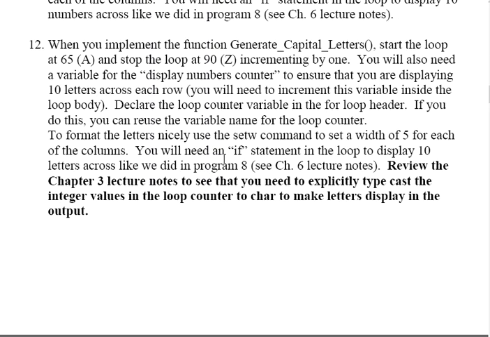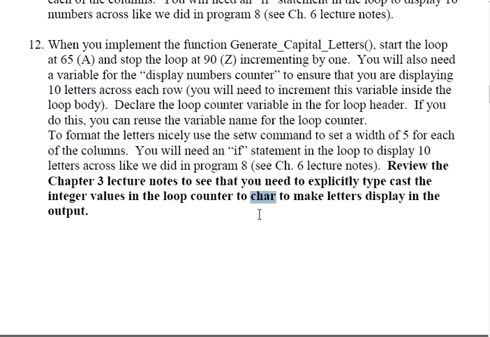Let's look at the second part of this, generating capital letters. All right, your for loop is going to start with a value of 65, which is ASCII code for capital A. It's going to terminate at an upper limit of 90, which is ASCII code for capital Z. And of course, we want to increment by 1 to go through all the letters of the alphabet, A through Z. We want 10 letters across each row, so yes, you're going to have that counter to count how many letters you're displaying. Right? Use a set width of 5 for all of these for loops.